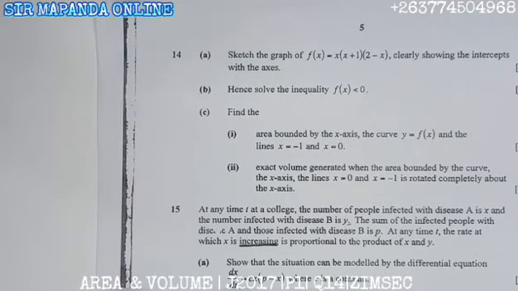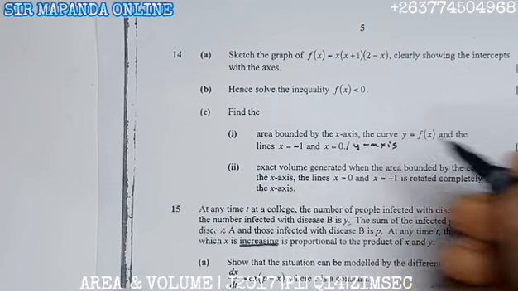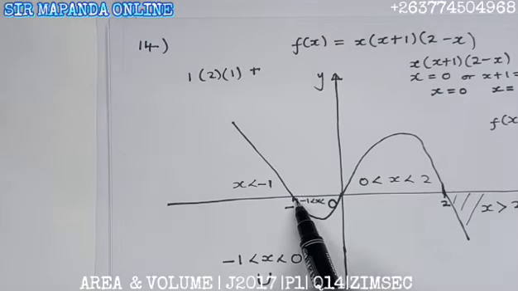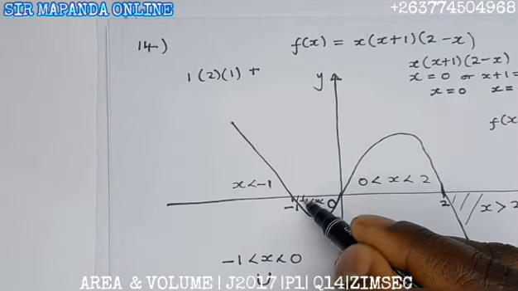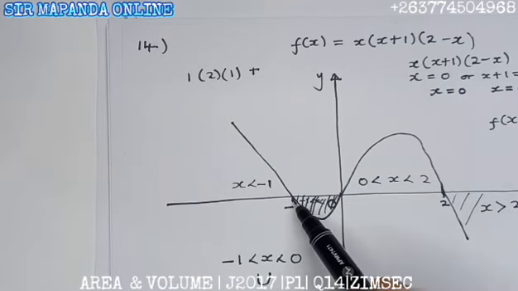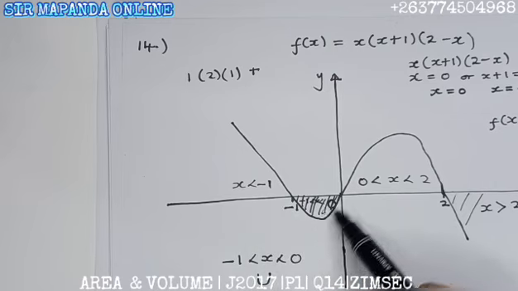Find the area bounded by the x-axis, the curve, and the lines x equals minus 1 and x equals 0. Remember, x equals 0 is the y-axis. So let us put minus 1. Where is minus 1? This is minus 1 here. So they want you to find the area bounded by this curve, the line minus 1 here, as well as the x-axis, the one that I have shaded. This is the area required.